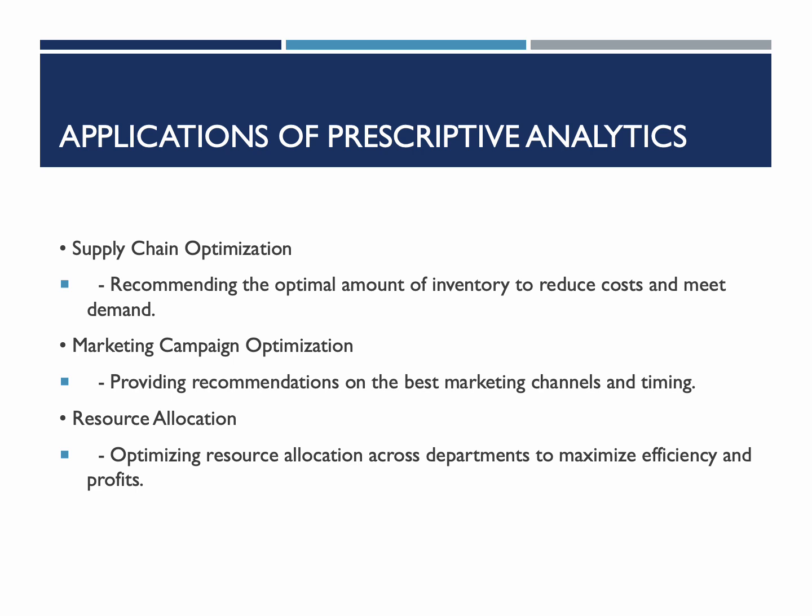Then, lastly, we have resource allocation, which involves optimizing how resources are distributed across different departments to maximize efficiency and profits. For instance, prescriptive analytics might suggest how to allocate budget and personnel across various projects to achieve the best overall outcomes.